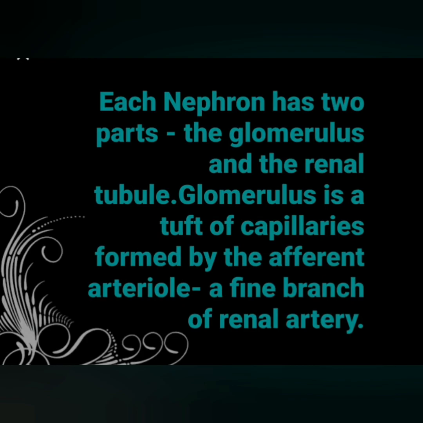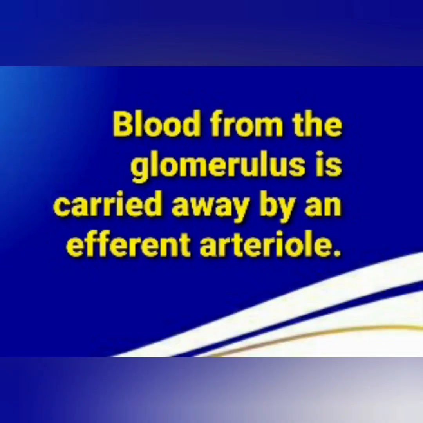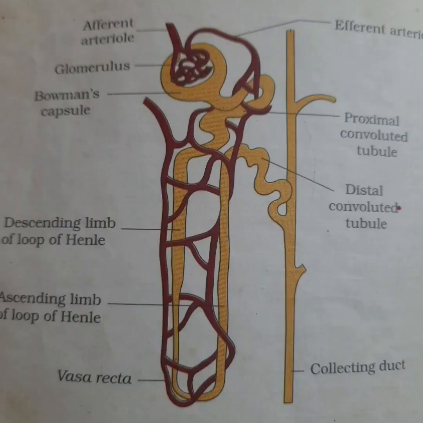Glomerulus is the tuft of capillaries formed by the afferent arteriole, which is a fine branch of renal artery. It is shown here, afferent arteriole. The glomerulus is also visible and the Bowman's capsule also. Blood from the glomerulus is carried away by an efferent arteriole. The renal tubule begins with a double-walled cup-like structure called Bowman's capsule, which encloses the glomerulus we have explained earlier. Now the glomerulus along with the Bowman's capsule is called Malpighian body or renal corpuscle.